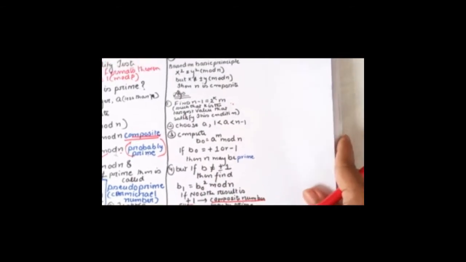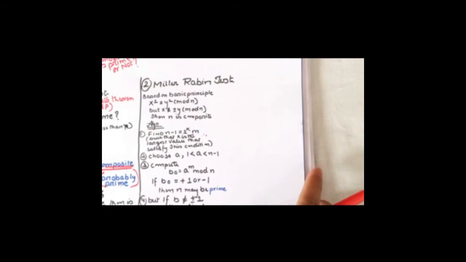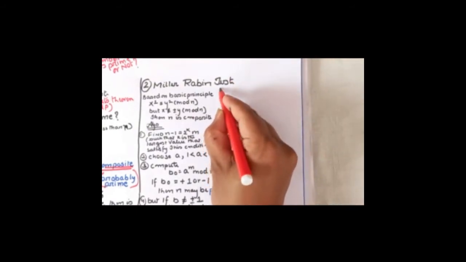Again, if b1 is neither equal to plus 1 nor minus 1, then keep repeating this procedure. Step number 4 will be repeated if you do not find bi equal to plus 1 or minus 1. You can keep repeating this procedure. Okay, so let me take up an example to make you understand what the Miller-Rabin test is.